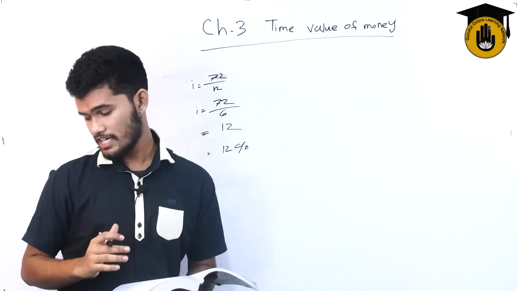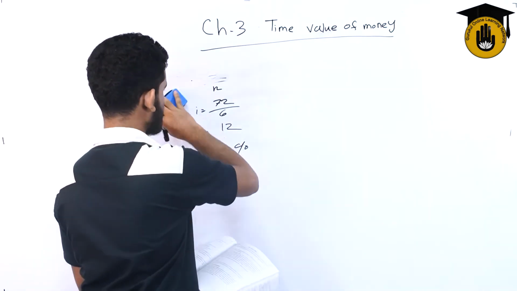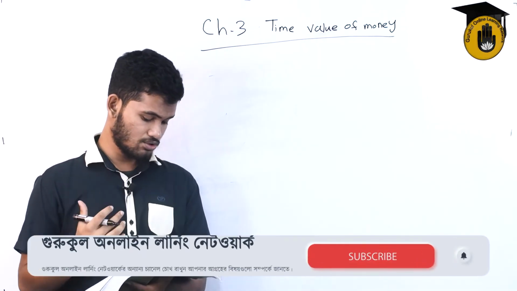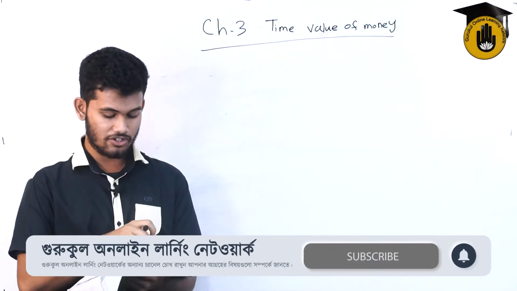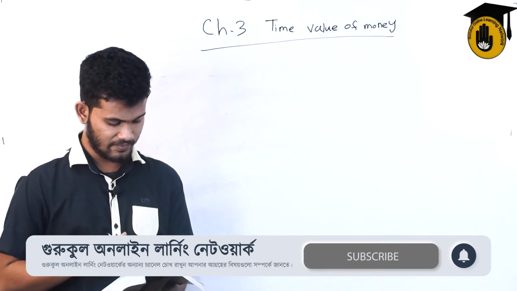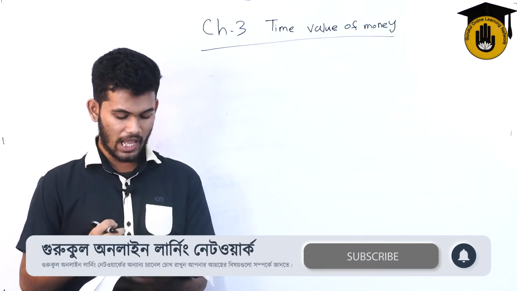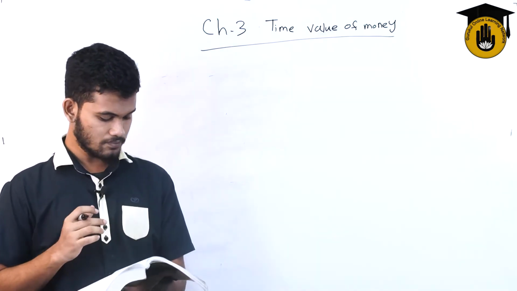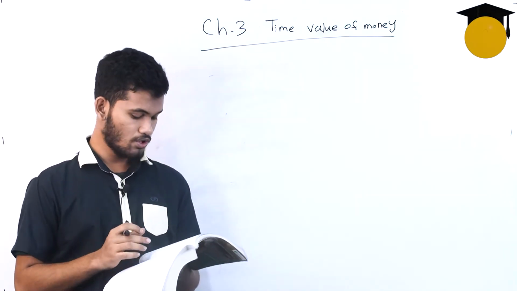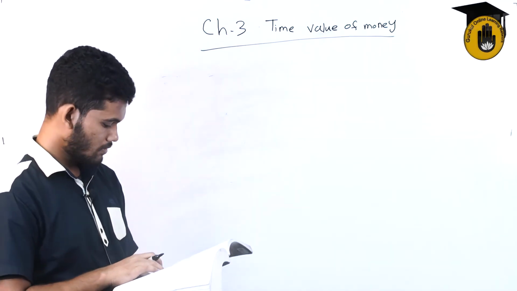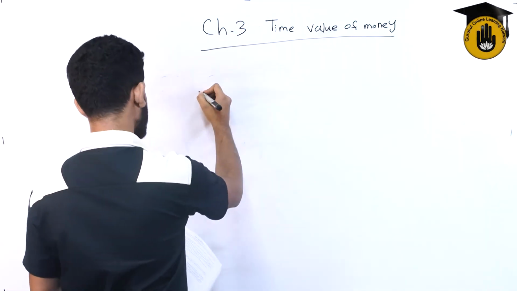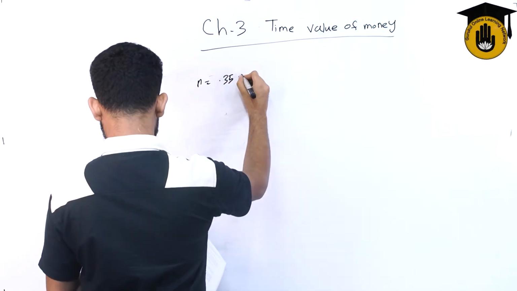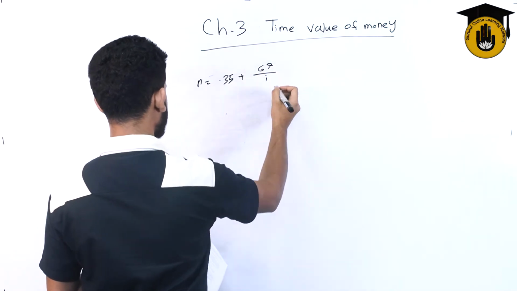So let's take a look at rule 69. Rule 69 and 72 are almost alike. Like rule 72, 69 is a technique of finding the number of years or interest rate to double the initial money. It provides slightly more calculation, a more accurate rule of thumb. It's more accurate than rule 72. So let's take a look at the formula. The formula of rule 69 is N is equal to 0.35 plus 69 divided by I.